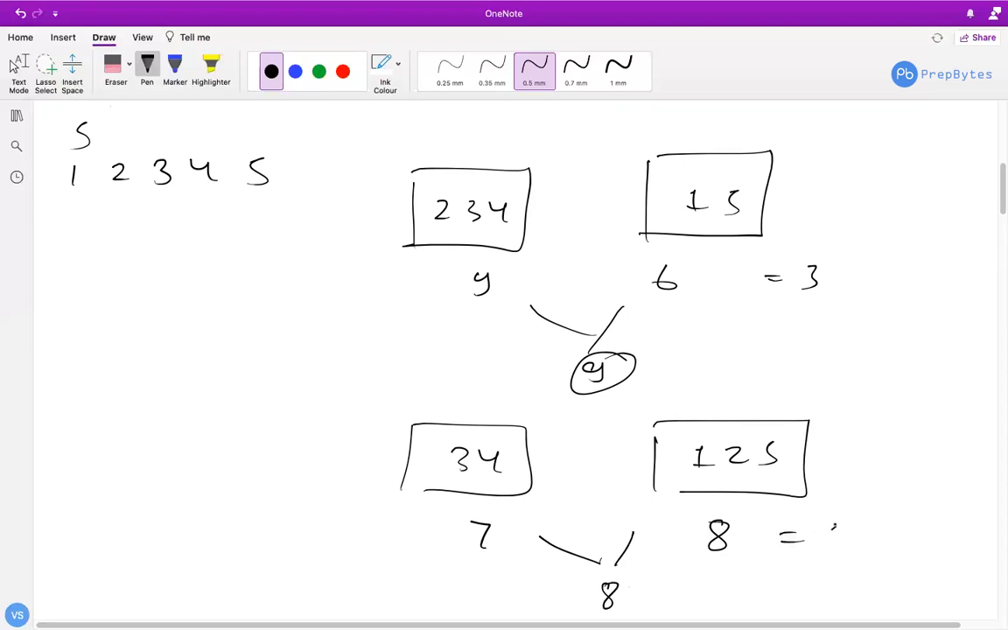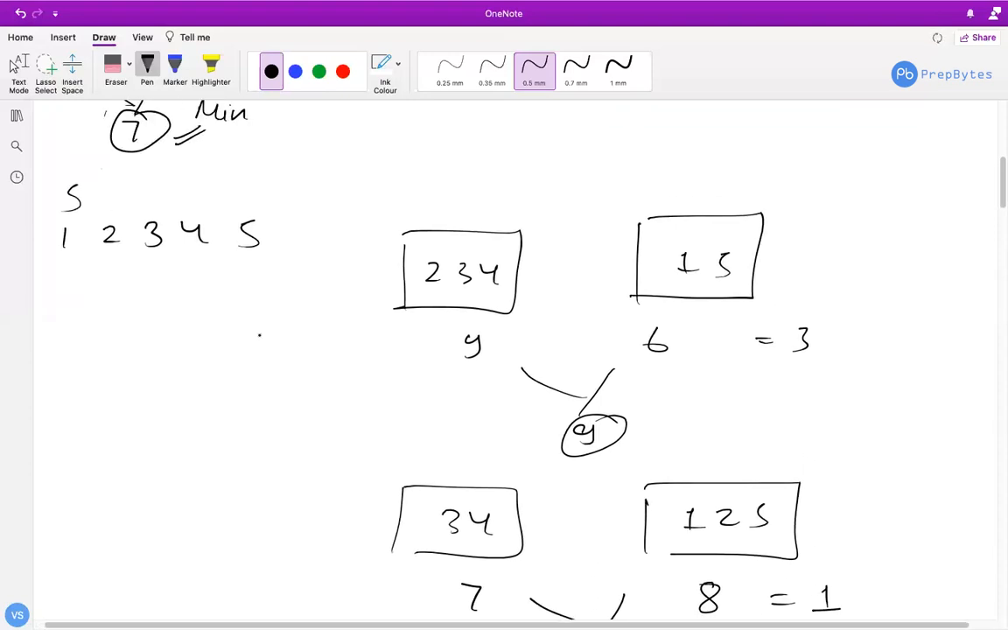And what is the difference? The difference is 1. Now can we get a difference less than 1? Is it possible? Let's check some cases. Let's check 2, 3, 1 and 4, 5. It gives us 6 and 9, sorry, 5 and 10. So the difference is 5.